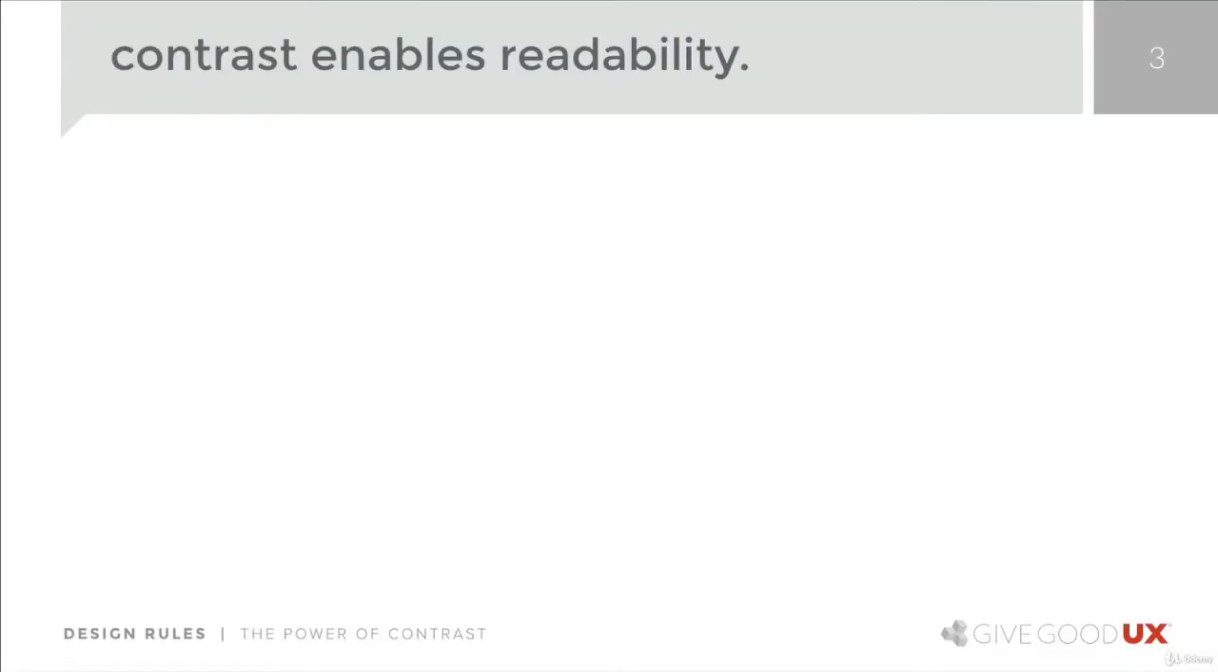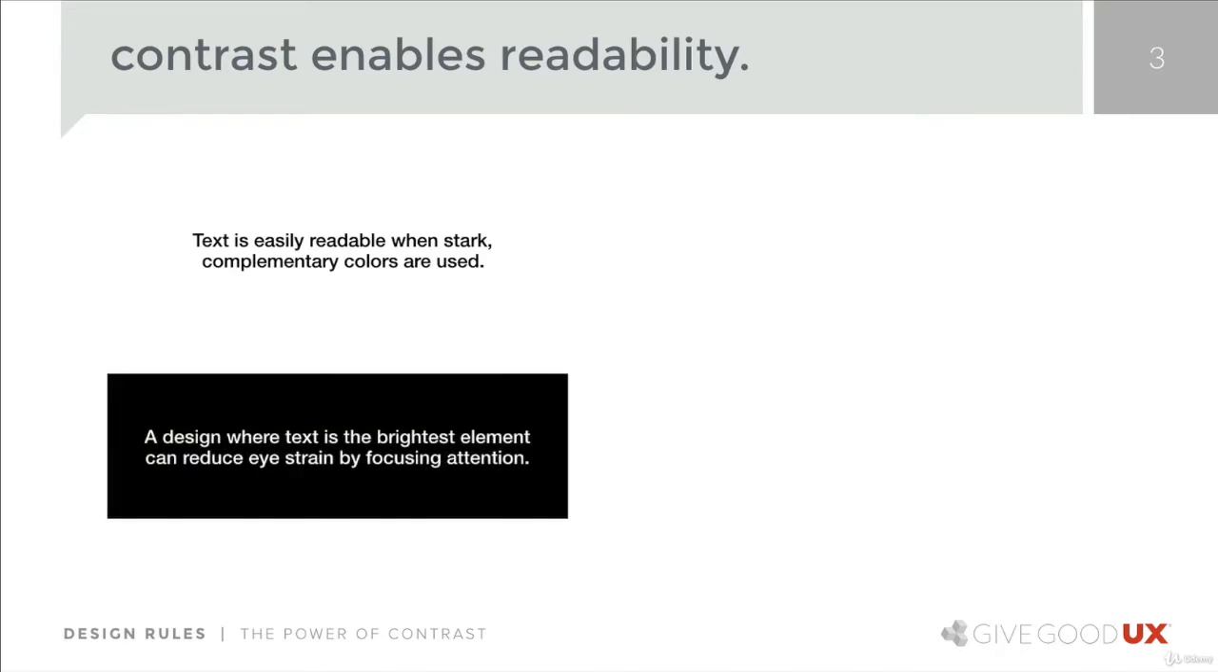This contrast, that constant scanning, the noticing of those differences, enables readability. Text is easy to read when we're using stark complementary colors, right? Black on white, instantly readable, no problem. Even when we have a design where text is the brightest element, when we have white on black, that also reduces eye strain because it focuses attention.